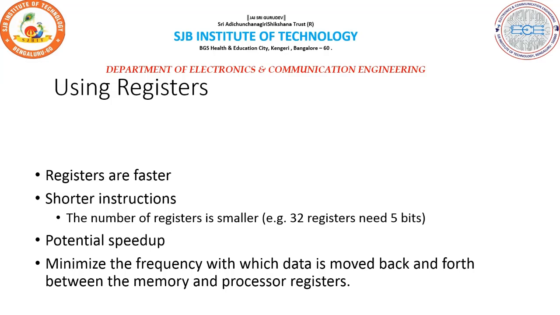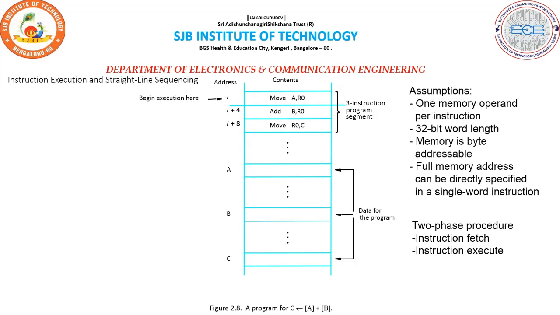It is inbuilt with the processor, so it minimizes the frequency with which data is moved back and forth between the memory and the processor registers. This is instruction execution and straight-line sequencing. The assumption here is one memory operand per instruction, 32-bit word length, memory is byte addressable, and a full memory address can be directly specified in a single word instruction.